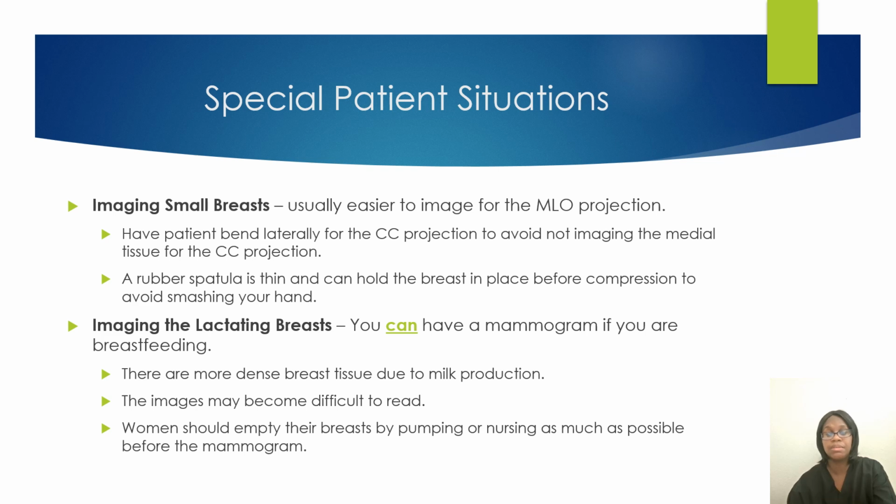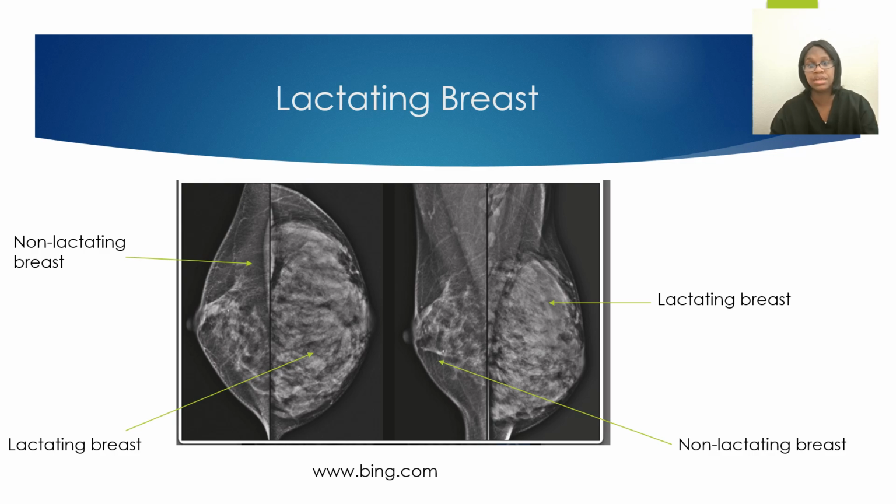Whenever you are imaging someone who is breastfeeding, make sure that you document this. Maybe even ask the radiologist if they should get imaged right now or if they need to pump and dump or pump and keep the supply, because it can make the breast tissue look a little bit more dense whenever they have a lot of milk in their breast. This is an example of a lactating breast versus a non-lactating breast. If you can see the difference, the breast tissue just looks more dense, which also can make it harder to see abnormalities.